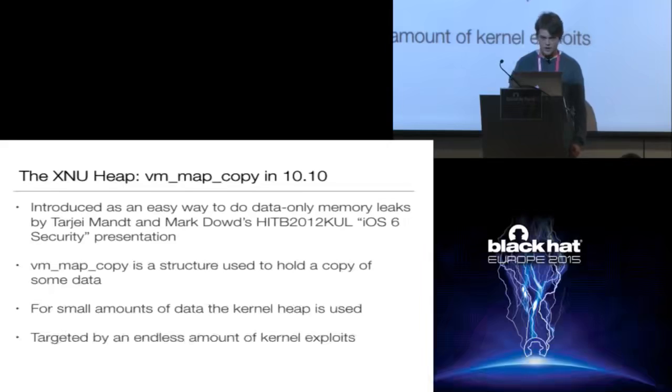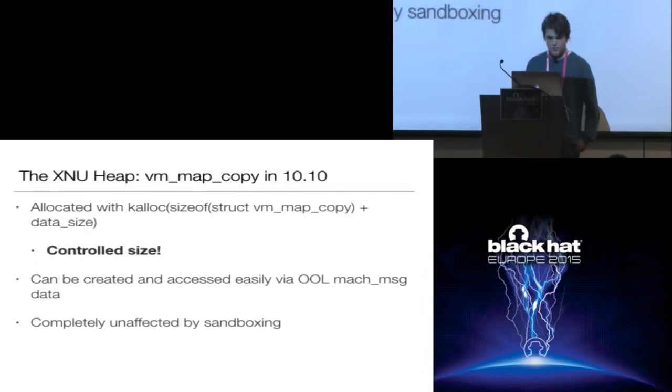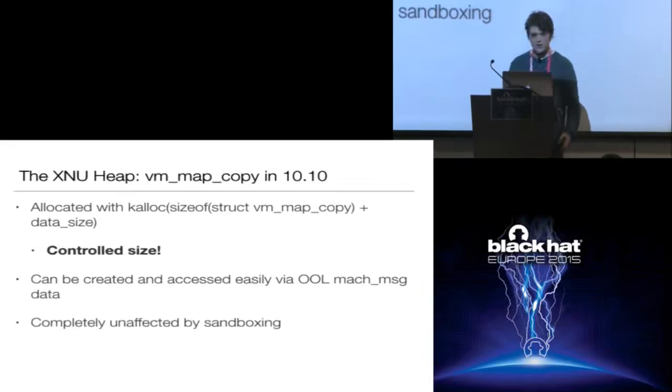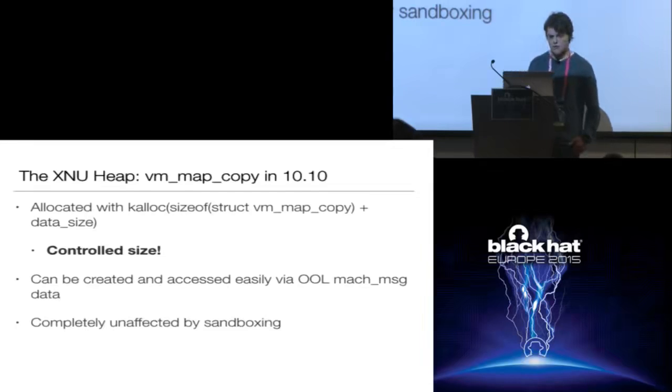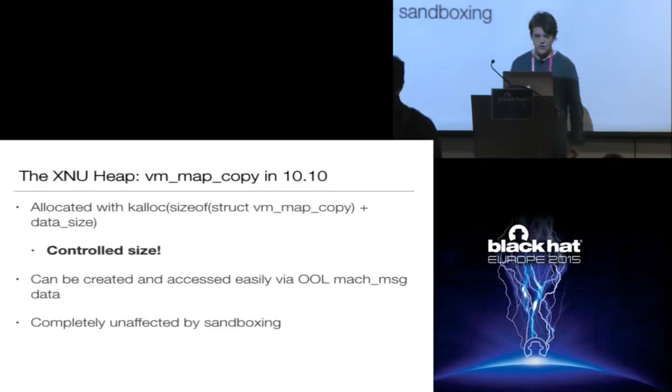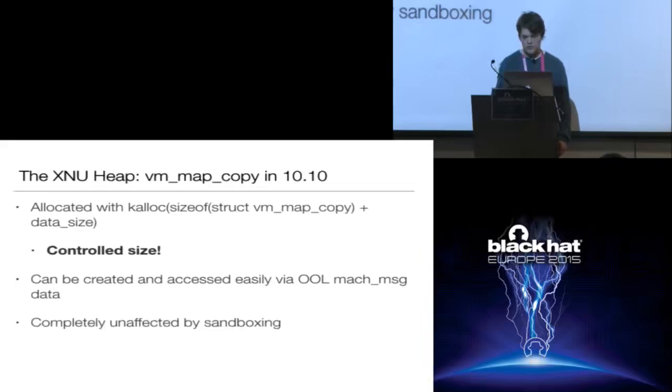Many jailbreaks have targeted this structure in the past for various reasons. The biggest reason why this structure is very good is that you can control the size which is passed to kalloc when you create it from userland. So you can put it in any zone, and you can do pretty much anything with it without being affected by sandboxing, just by using Mach messages with out-of-line data.